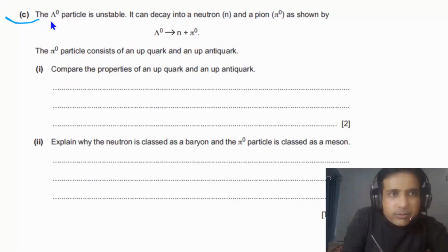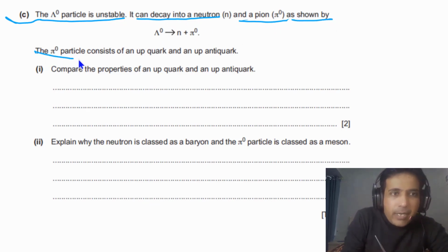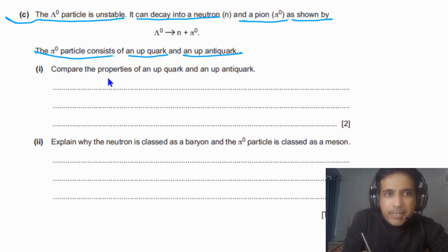For part C, it is given to us that the lambda particle is unstable. It can decay into a neutron and a pion as shown by this nuclear decay. The pion particle consists of an up quark and an up anti-quark. Compare the properties of an up quark and an up anti-quark.